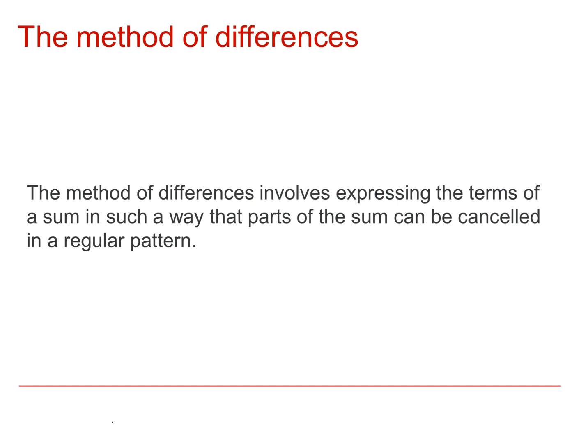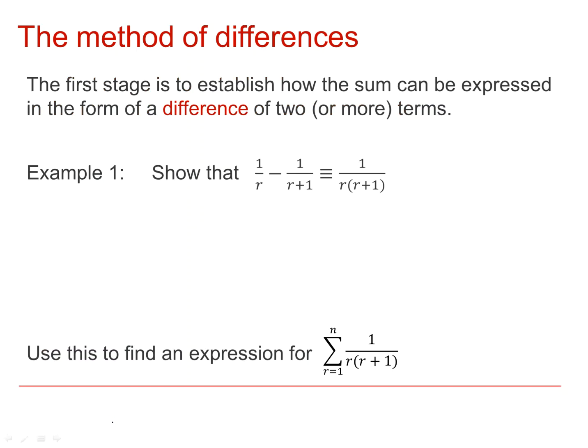This is one of my favourite bits of AS Further Maths because it's really neat. I hope you'll agree with me. The method basically involves expressing the terms of a sum in such a way that huge chunks of the sum can be cancelled out in a nice regular pattern. The best way to introduce it is just to work through an example.